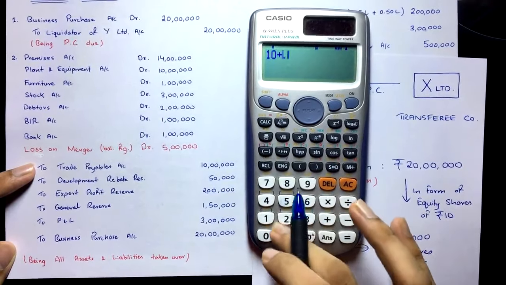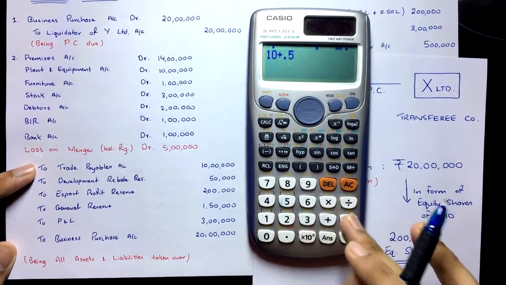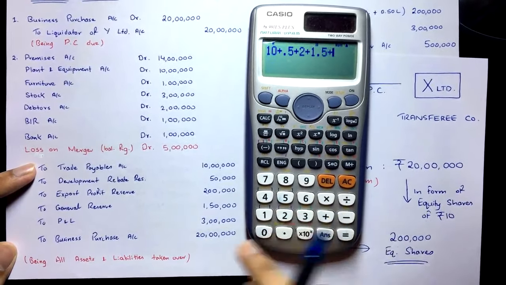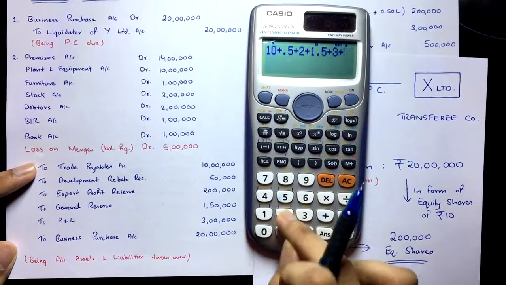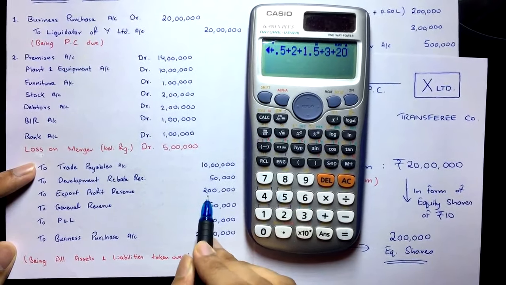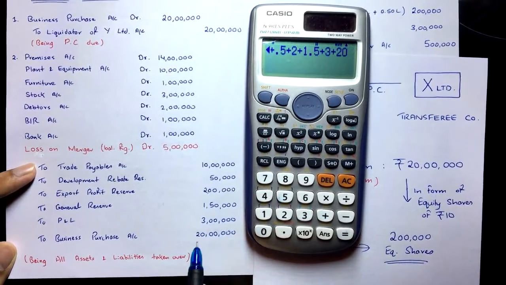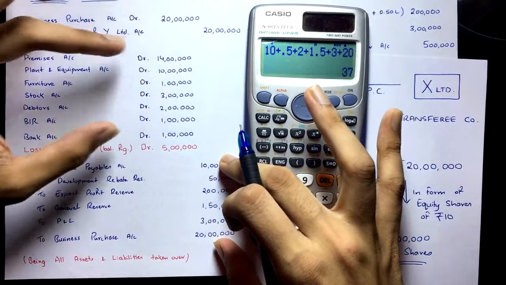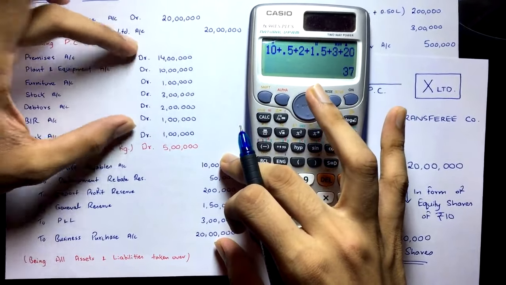10 plus 0.5, that is 50,000, right? So 0.5 plus 2 plus 1.5 plus 3 plus 20. Yeah, 20,00,000, right? 10,00,000, 0.5,00,000, 2,00,000, 1.5,00,000, 3,00,000, 20,00,000. So that is equal to 37. So this side is coming 37 and this side is 32. So now this side is shorter.